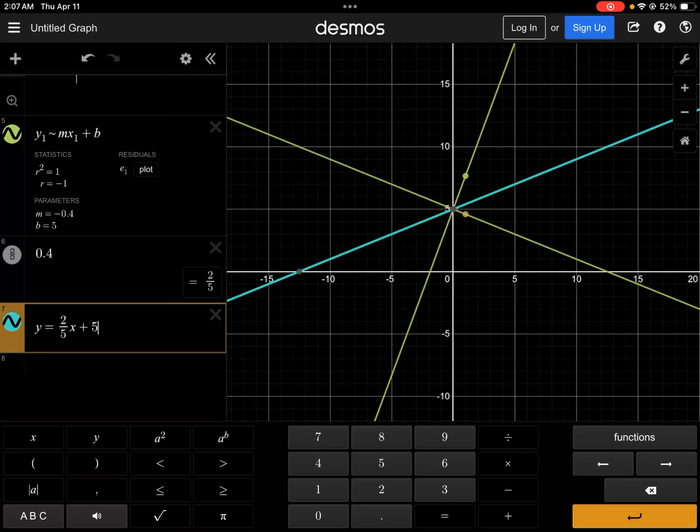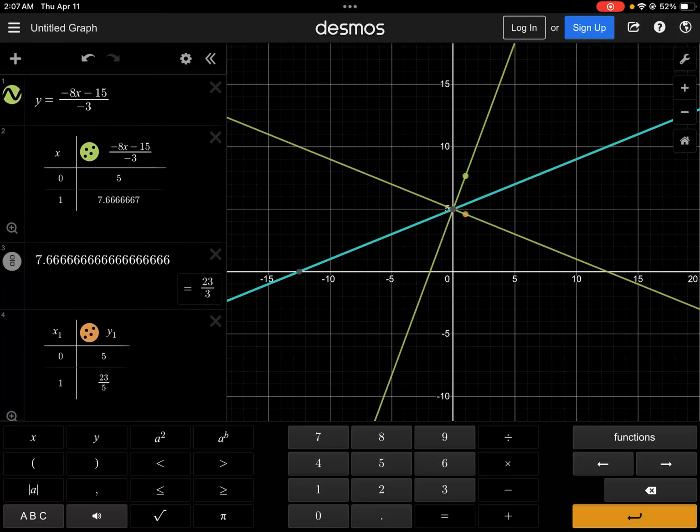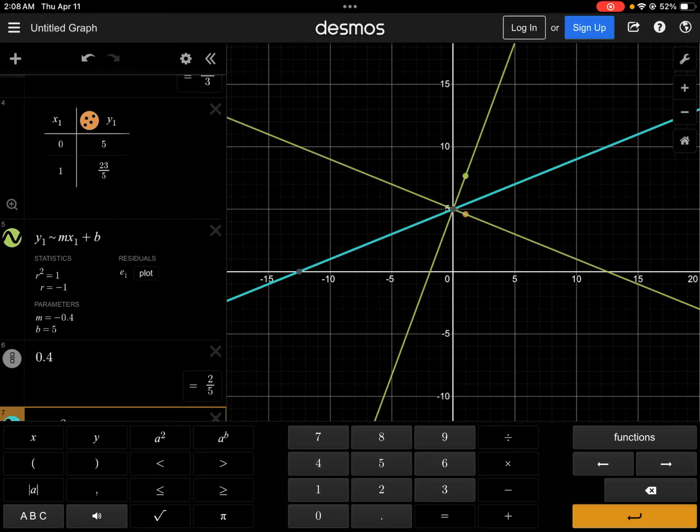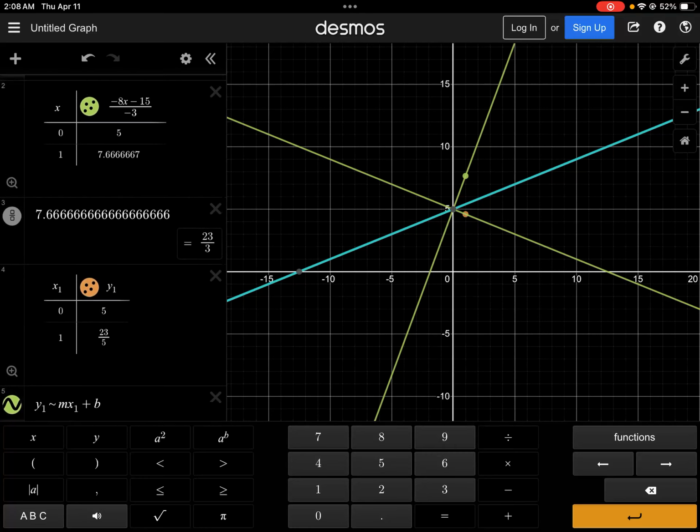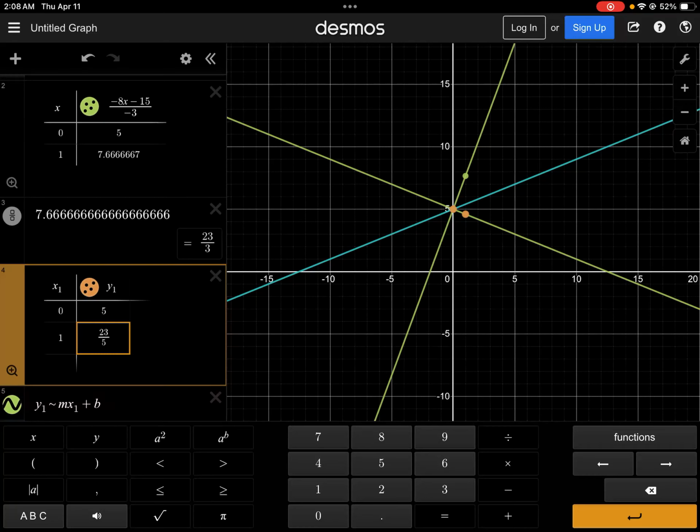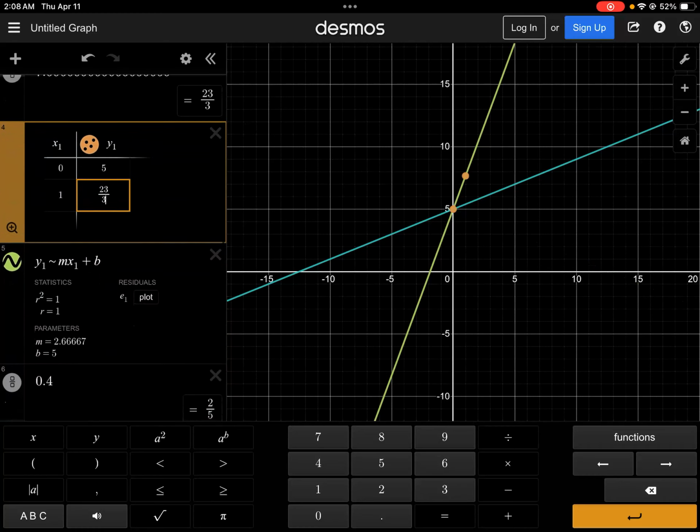And now I think I did something. Did I do something wrong? Let's see. 0 goes to 5, 1 goes to 23. Oh, yes, I did. I put 23 divided by 5. It's 23 divided by 3. Okay, let's see how things change.